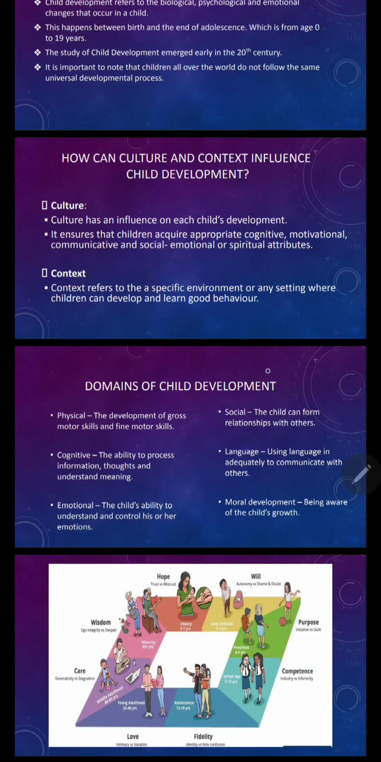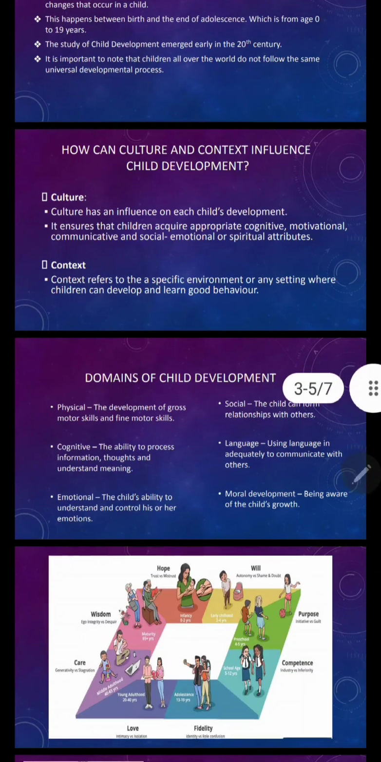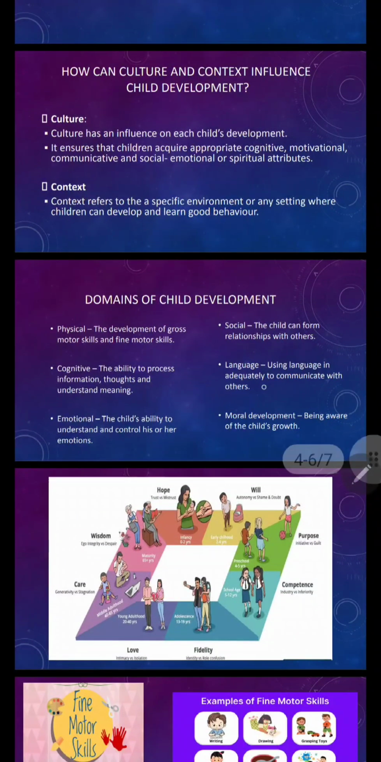The domains of child development, we have 6 of them. The first one is physical, cognitive, emotional, social, language, moral development, and each of them is important in the child's developmental phase. And the other slide is a slide that shows the picture from each age, how the child develops, the things that the child does in that stage of development.